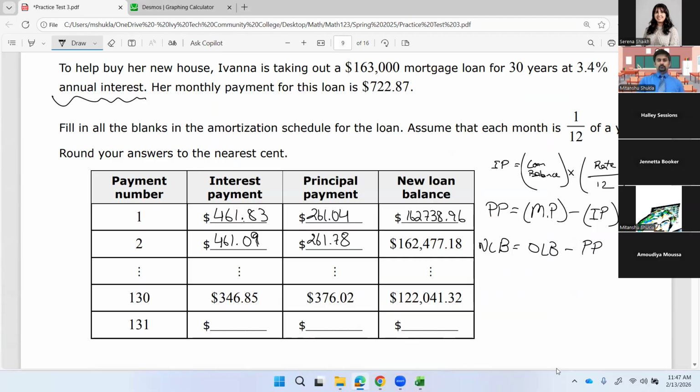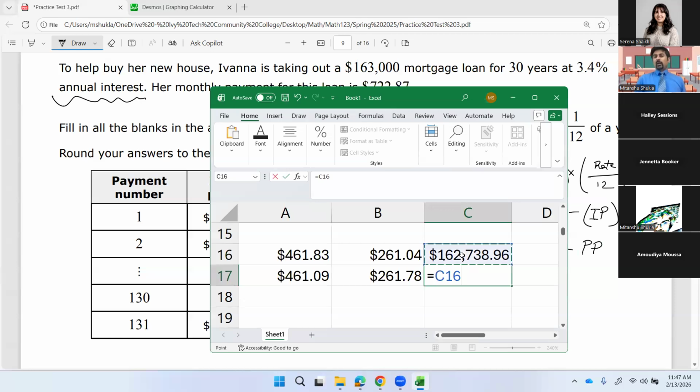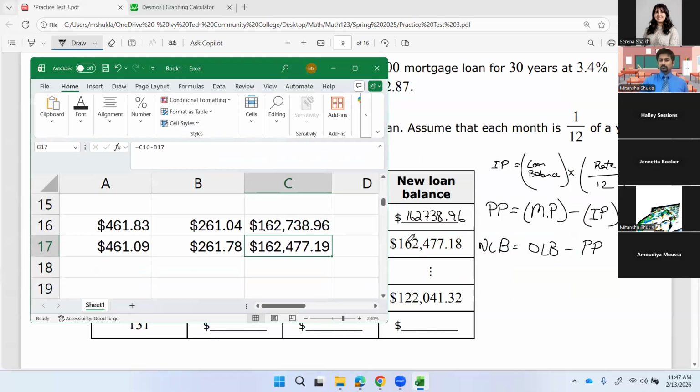And my new loan balance is always going to equal my old loan balance minus however much I paid in principal. And it should match. Oh, it's off by 1 cent. Okay. Any questions though? Comments, concerns? I'll leave the last line for y'all to do. Follow the formulas. Schedule an appointment.